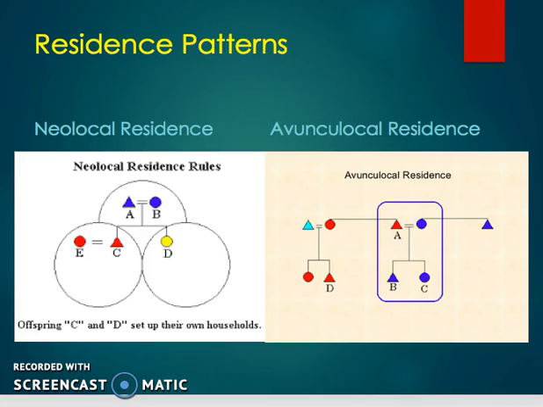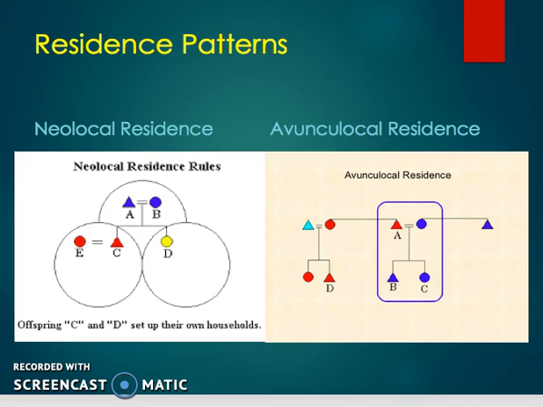In neolocal residence, adult children tend to set up their own household. Here we see that couple A and B have their own household. Their son, labeled as C, is married to E. They too have set up their own household. C's sister, D, is unmarried, but nonetheless lives in her own household.